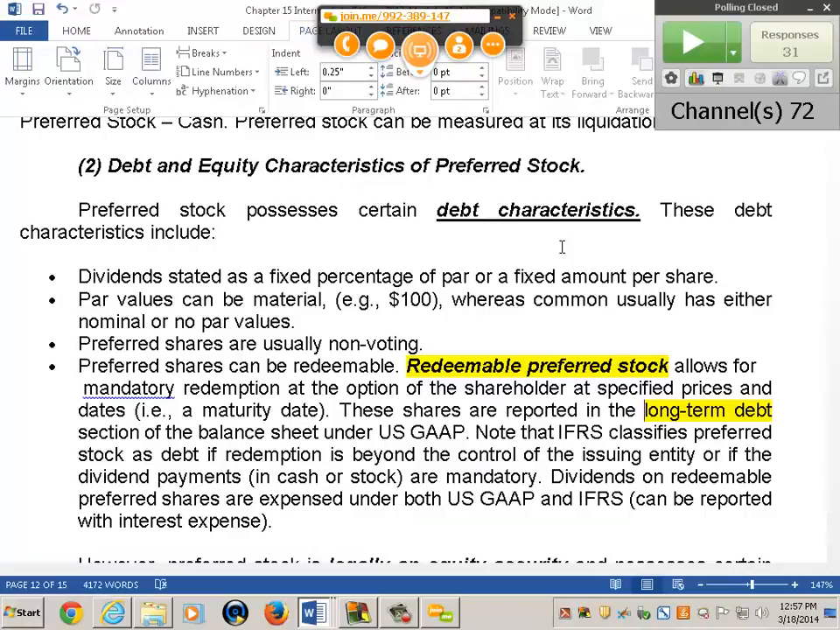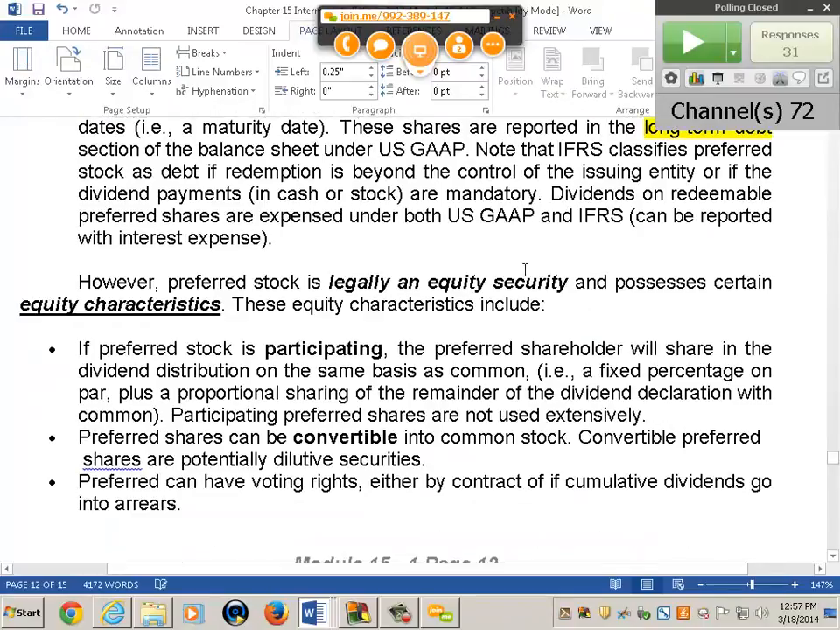Now, that's the debt side. The equity side is, of course, it is legally equity. It could participate. Participating preferred stock simply means you get your $5 per share, but you could also share with common in some ratio. So for example, if you get your $5 per share and the rest of the dividends go into common, if you're a participating preferred shareholder, you could share with common on some ratio, either the ratio of total par values or based on market value. Something will be in the contract. So you'll get your fixed percentage plus you'll share with the common stockholder.